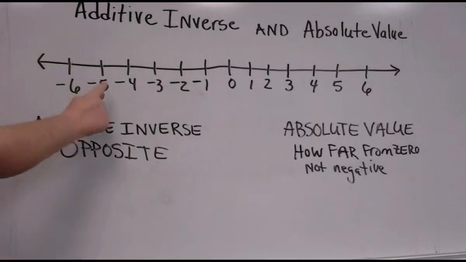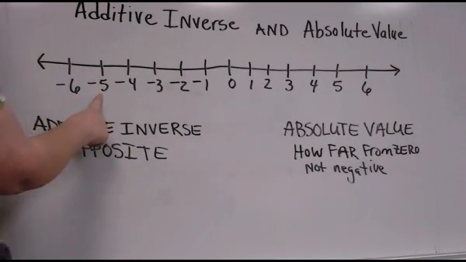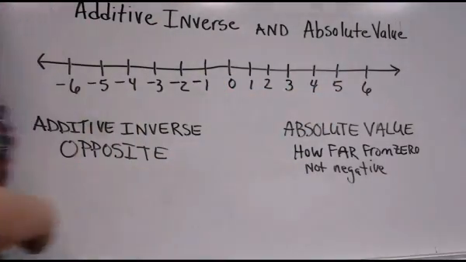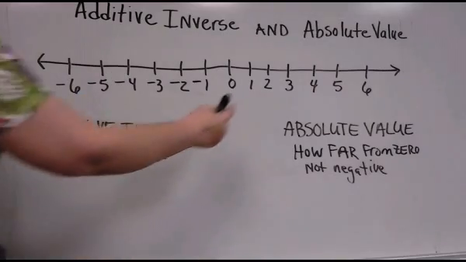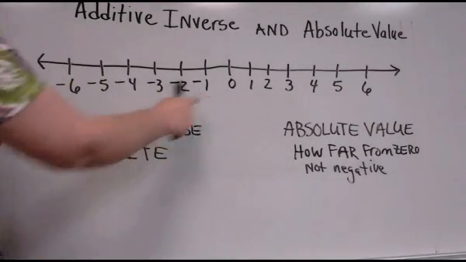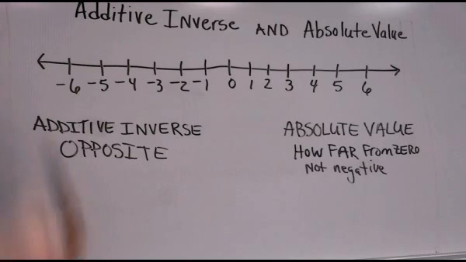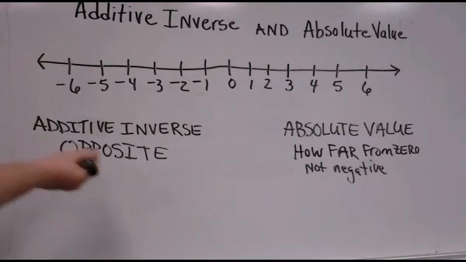What's the opposite of -5? +5. Those are additive inverses. What's the opposite of 1? -1. Those are additive inverses. Okay? Additive inverse means opposite.